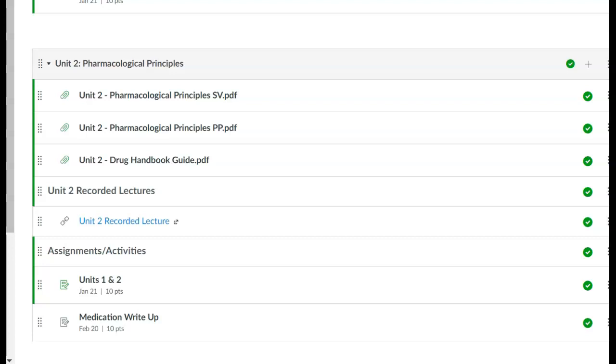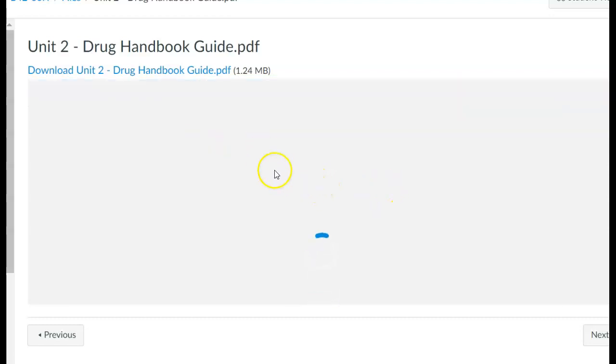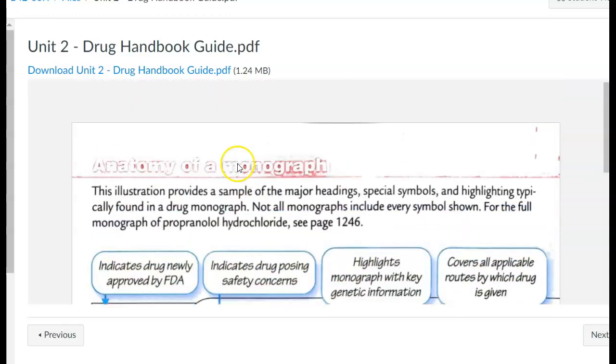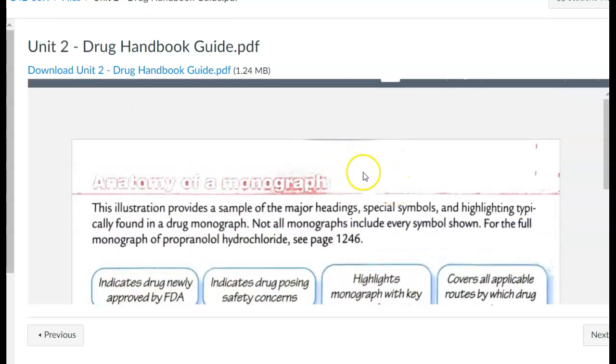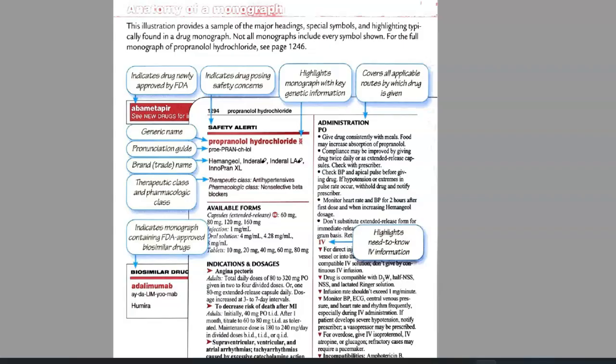Hi guys, I just want to talk briefly about the drug handbook guide. So if you can click on it and open it up, I'll go over it with you briefly just so you know how to use your drug handbook or how to use the drug monograph. Your drug handbook is basically arranged alphabetically.